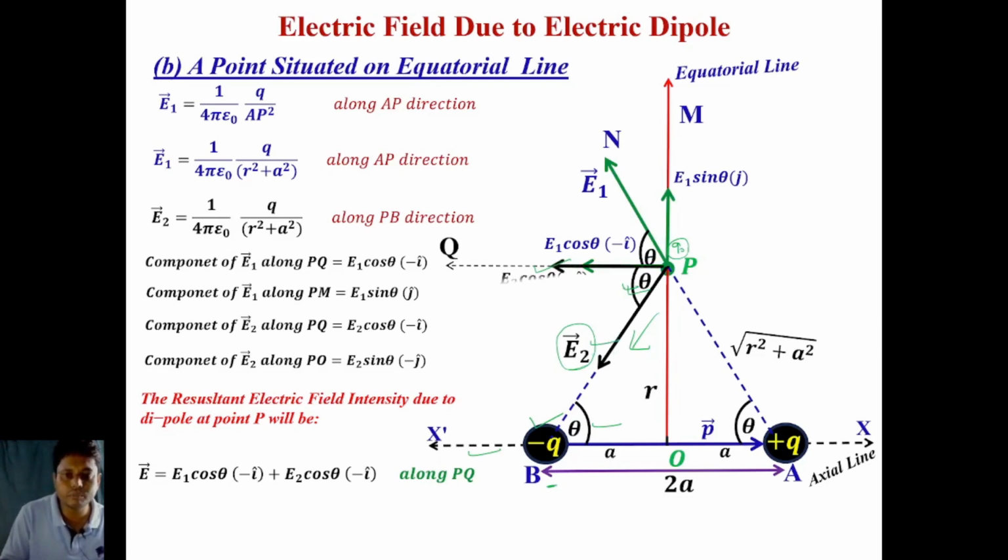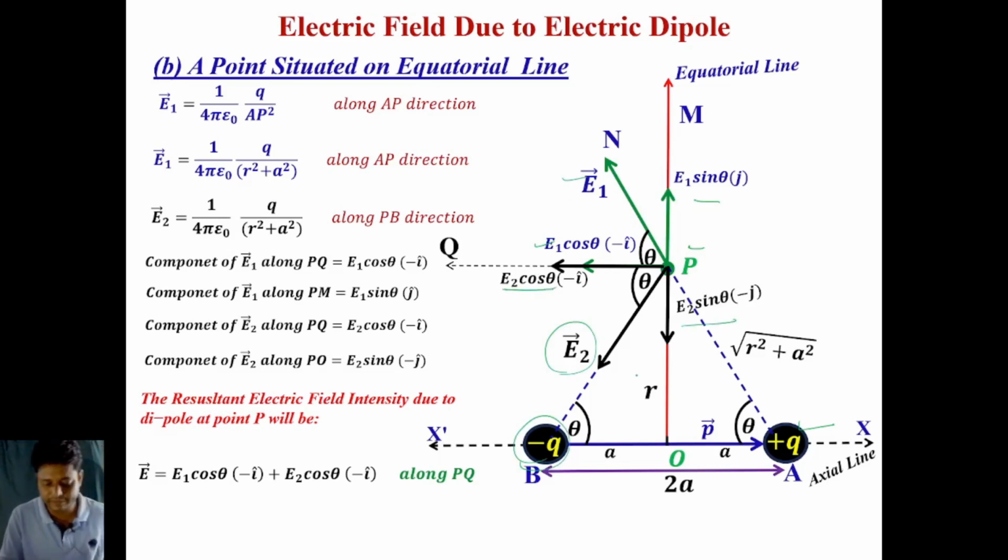One is the horizontal component, E2 cos theta, along the negative x axis direction, so I have written minus i cap. The other is along this direction, the negative y axis direction, so it is written as E2 sin theta, minus j cap. So we found that at point P, due to the positive Q charge, the electric field intensity is E1 having two components, and E2 due to this negative charge also has two components, E2 cos theta and E2 sin theta respectively.